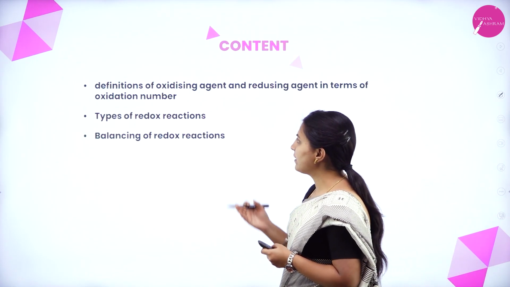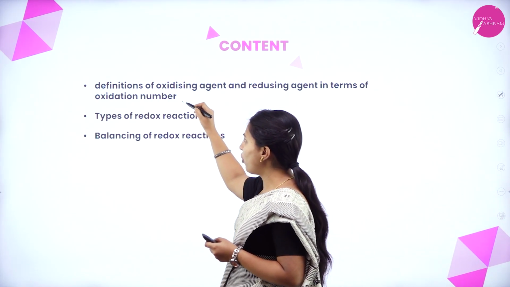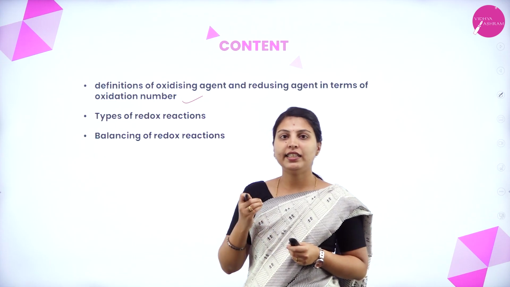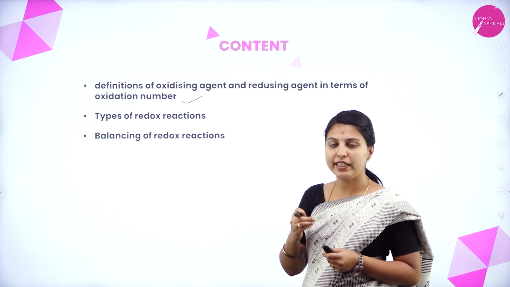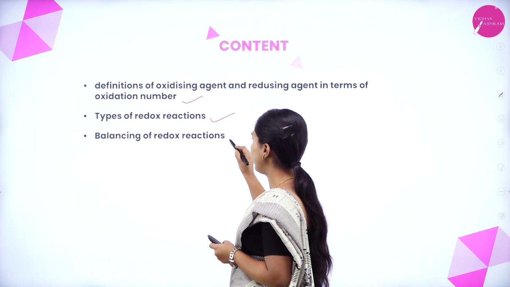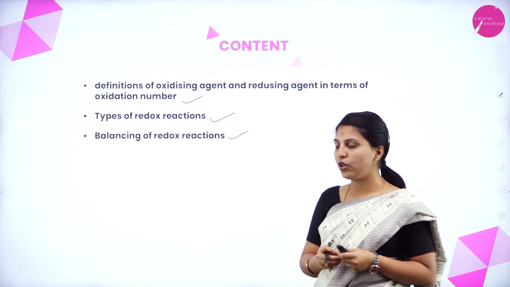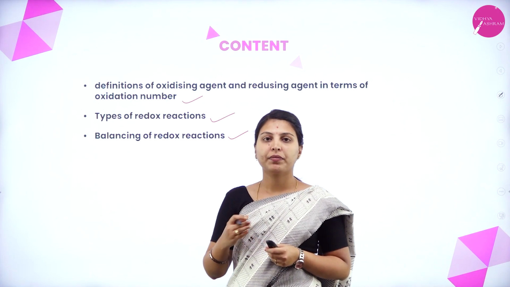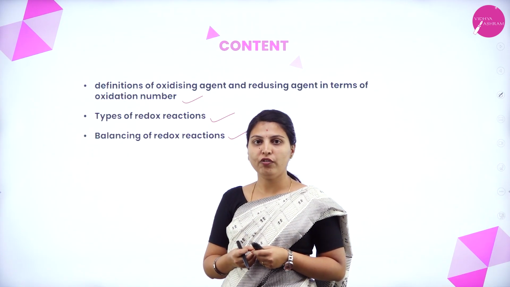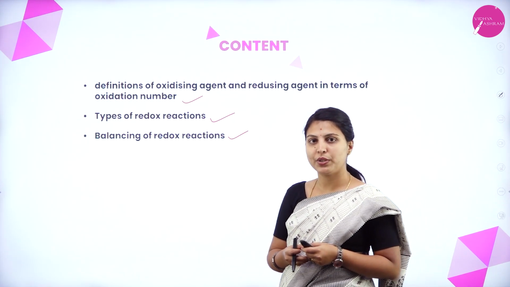In today's session, we will discuss definitions of oxidizing agent and reducing agent in terms of oxidation number. We know what is oxidizing agent and reducing agent, but today we will discuss in terms of oxidation number, so the statement will be changed a little bit. We will also discuss types of redox reaction and balancing of redox reaction. There are two methods of balancing redox reaction, but in today's session we will discuss the first method. So, these are the contents which we will discuss in today's session.